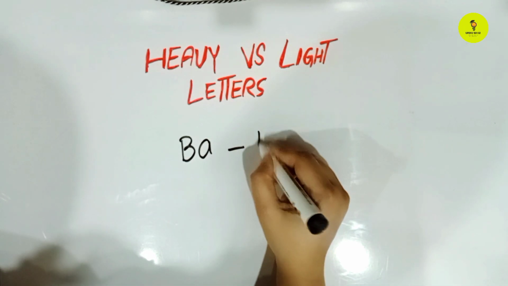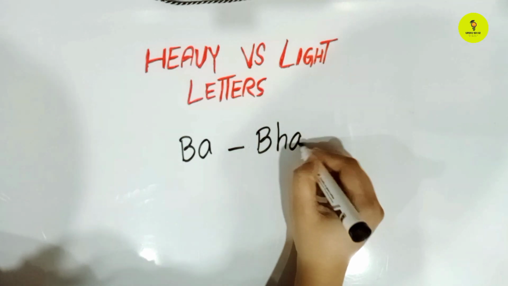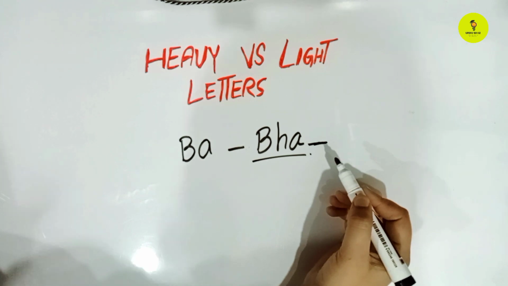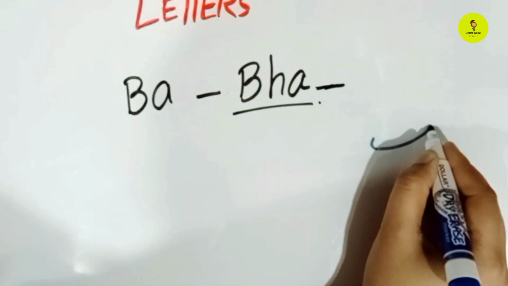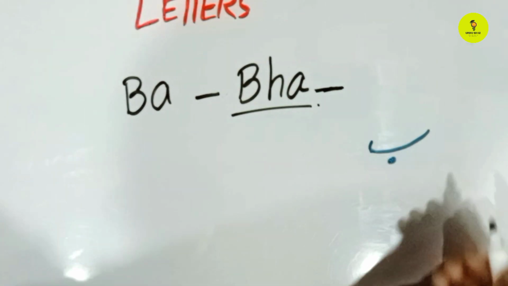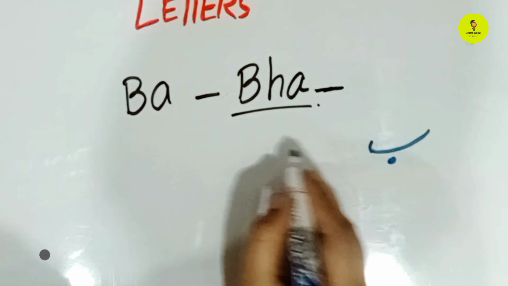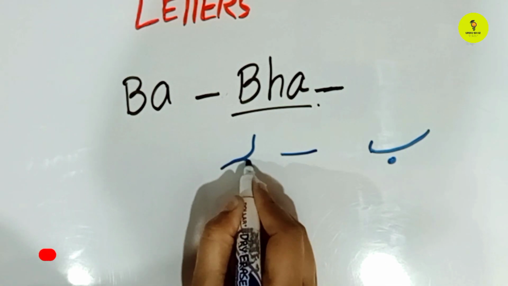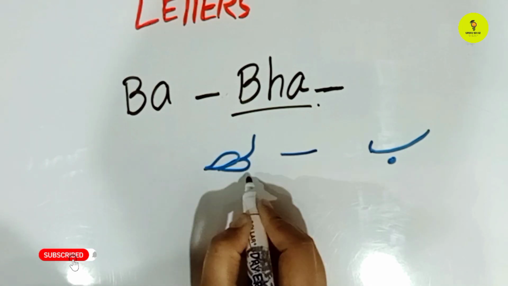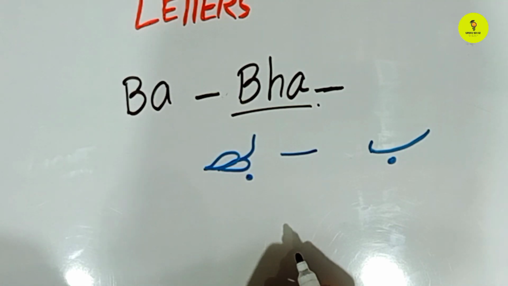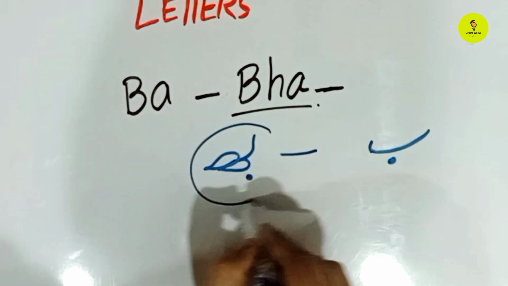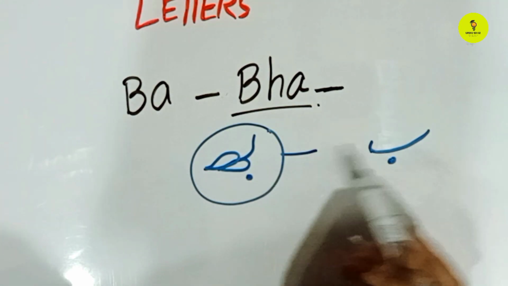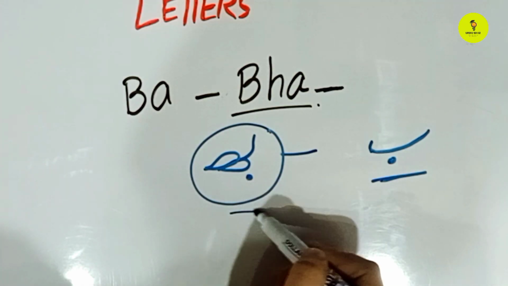Ba and bha. The second one has the breath. Now you will see, writing it here, ba and bha. This is the heavy letter bha. This is the normal sound and this is the heavy sound.